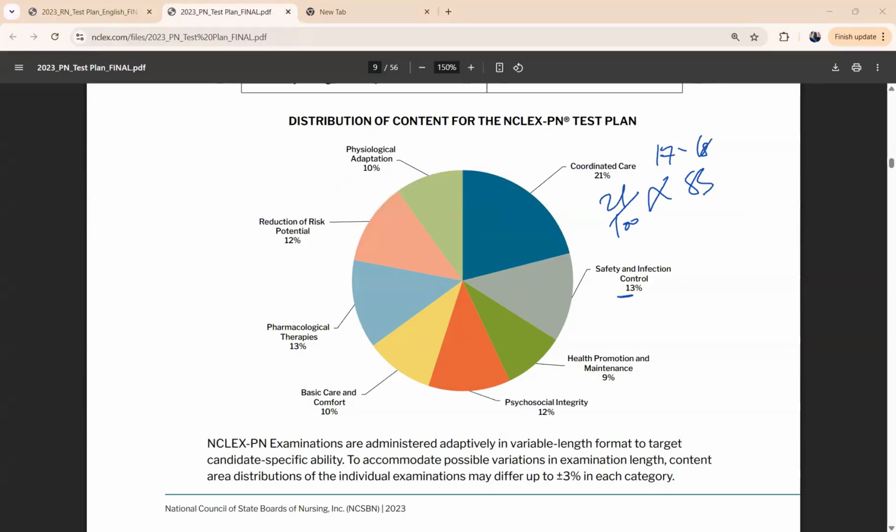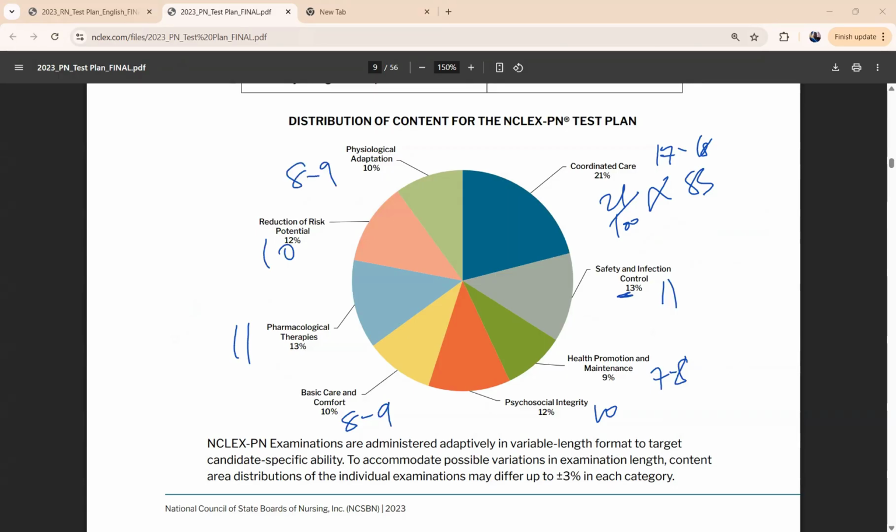Let's do safety and infection control next. For safety and infection control, you have 11 questions around that. For health promotion, you have like 7 to 8 questions. For psychosocial integrity, you have like 10 questions. For basic care and comfort, you have around 8 to 9 questions. For pharmacology, you have 11 questions, this 10 questions. And the last part, physiological adaptation, you have about 8 to 9 questions.